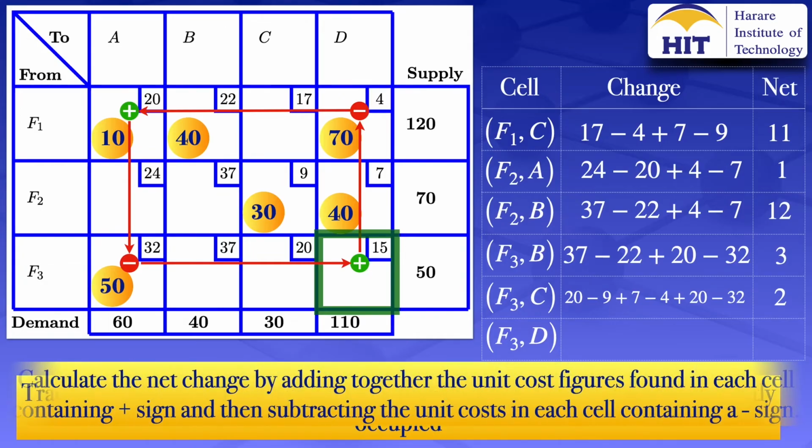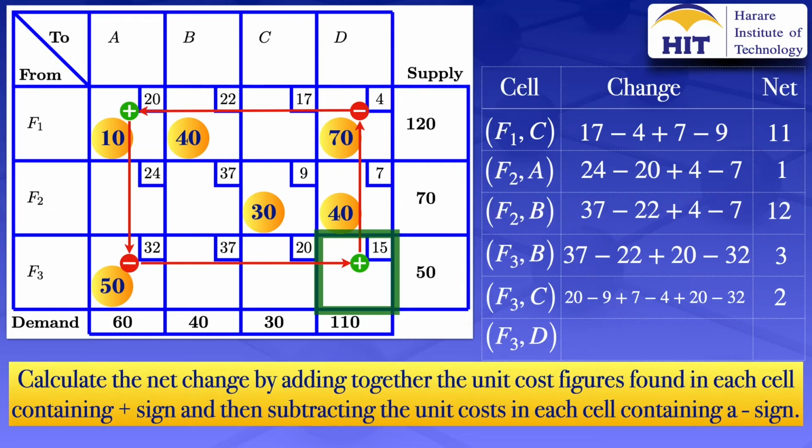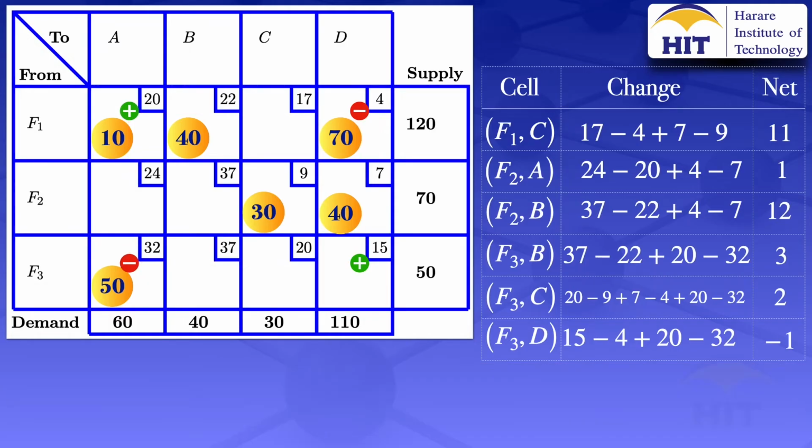We go on and calculate the net change. For the net change, we are looking at where we have the positives, we'll be adding those unit costs, and where we have the negative signs, we'll be subtracting those unit costs. So our change will be 15 minus 4 plus 20 minus 32, which gives us a minus 1. So when we have that minus 1 there, we need to check if the solution is optimal.